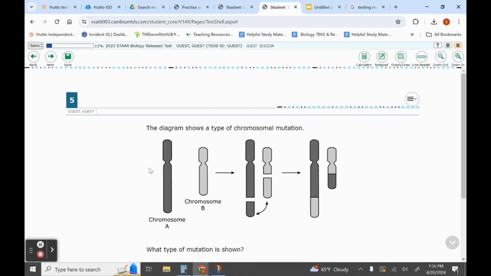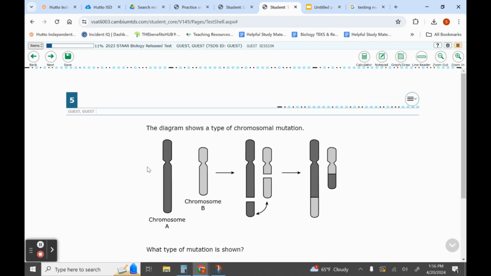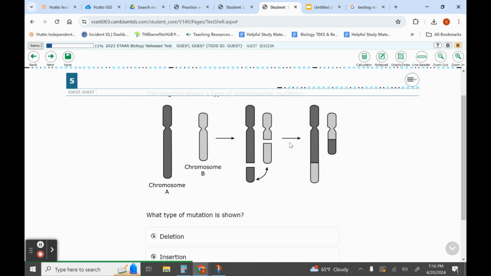And then let's find a tough one. All right. This one's a little tougher, right? Again, diagrams, diagrams, diagrams. Look at the diagram, seeing what it's showing you. So I have two chromosomes, chromosome A and chromosome B. Well, in this first part of the diagram, they are together. And then I see here that they break apart. And then the arrow shows that they're going to just switch places. Well, and now they end up like this.